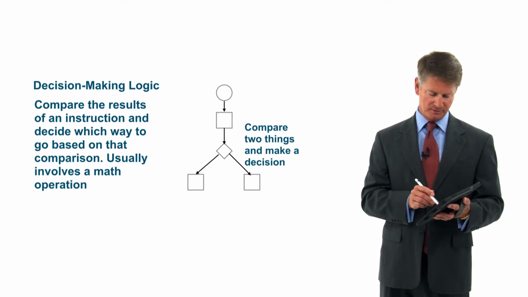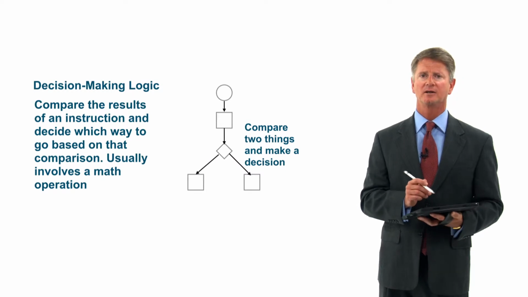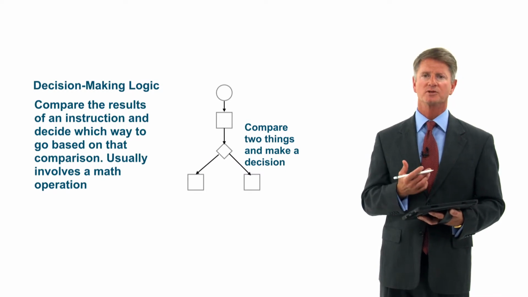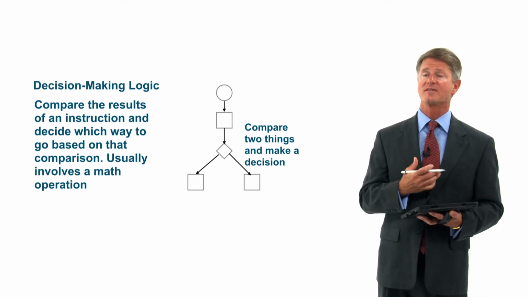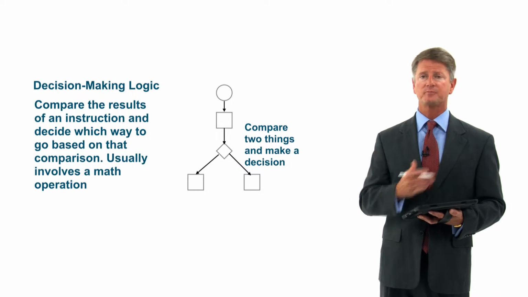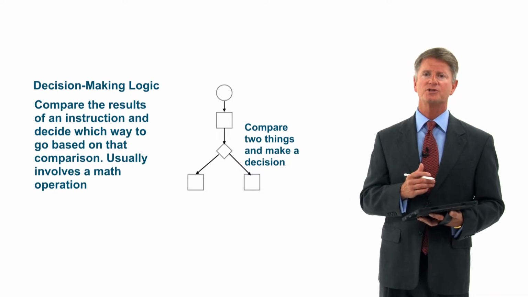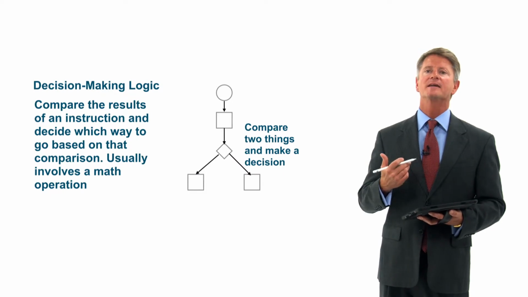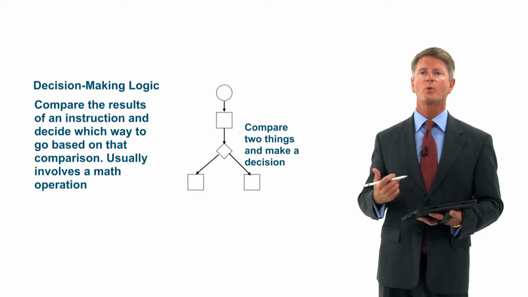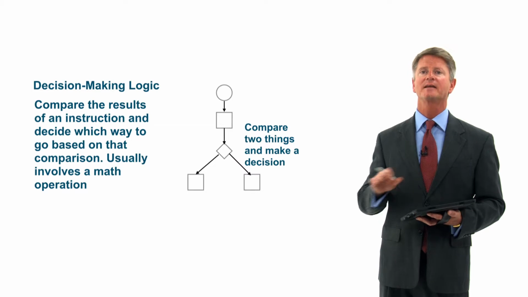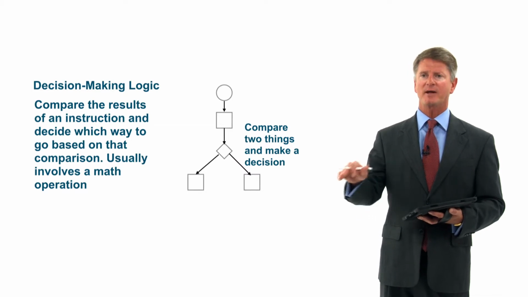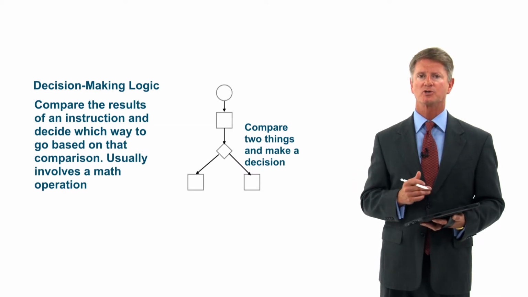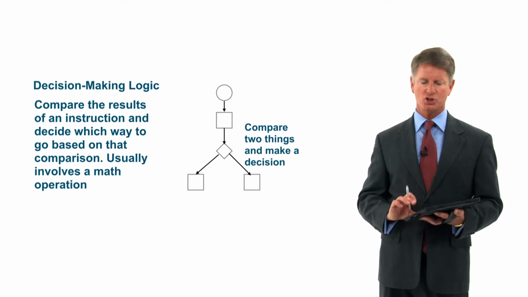Inside this little sideways diamond-shaped block here is the symbol for a decision. Typically, a decision is made by comparing two things. Are they equal or are they not equal? I usually use some math operation of some kind to do that. And that then tells the software which way to go in this case. And that lets software be dynamic and react to different situations. So that's decision-making logic.